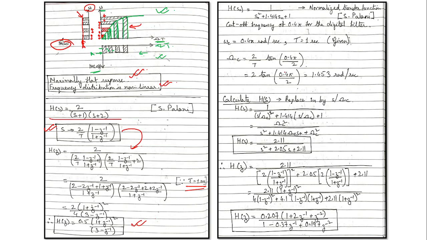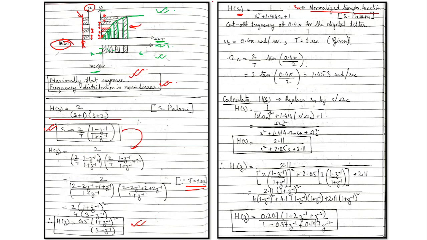Okay. Next is H of Sn equals 1 by Sn square plus 1.414 Sn plus 1. Sn stands for the normalized transfer function. So we have to make some minor adjustments to the equation for solving this kind of question.